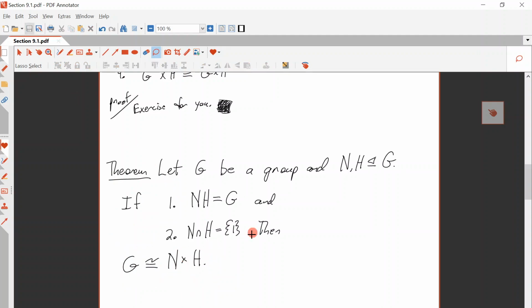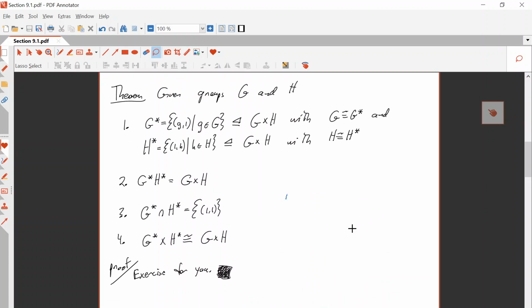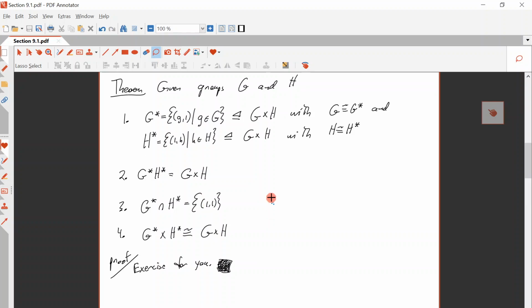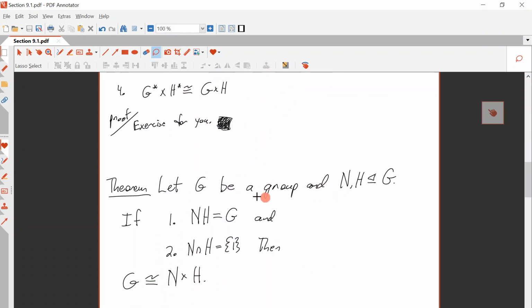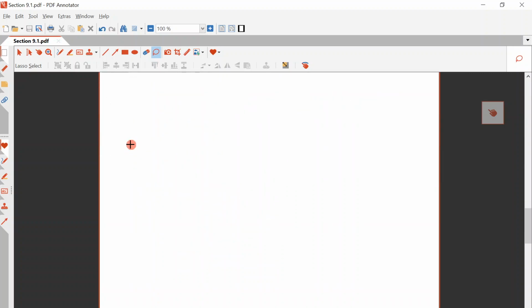Okay? So compare this to the thing we just proved. In G cross H, you have two normal subgroups, G star and H star. The product of those two normal subgroups is the whole group, and those two normal subgroups intersect in just the identity. Here, it's the opposite, the converse, if you will. G is a group, N and H are normal subgroups of G. If the product of those two subgroups is all of G, and those two subgroups intersect in just the identity, I mean, they have to intersect in something, at least the identity, but if they intersect in just the identity, then G is isomorphic to N cross H.